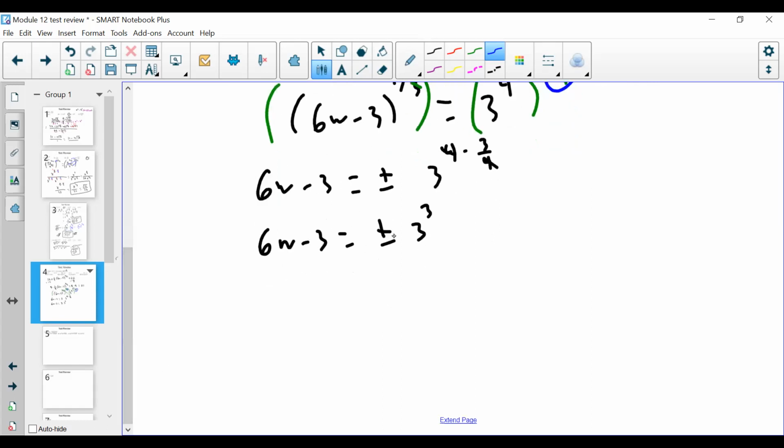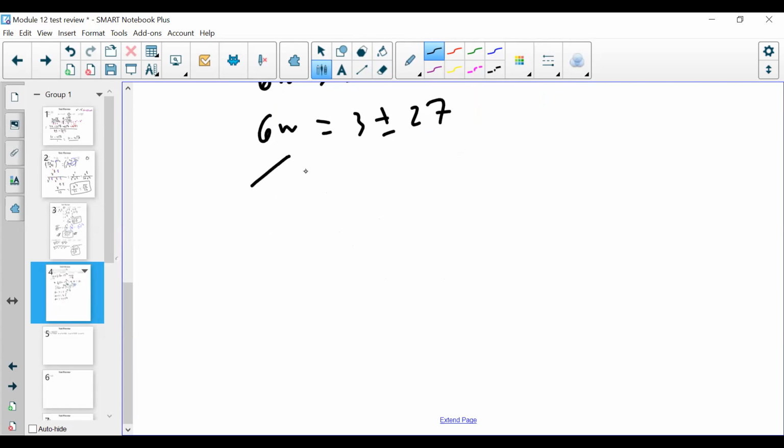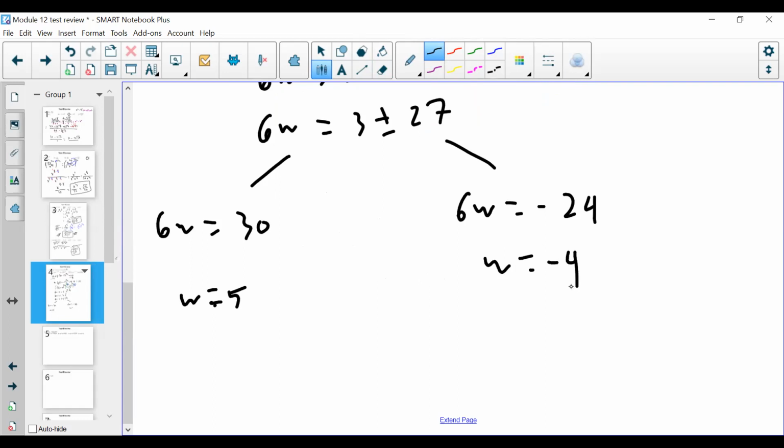So I have 6w minus 3 equals plus minus 3 to the third, or I can rewrite this as 6w equals, or plus 3, sorry. We can add that 3 over. I have 3 plus or minus 27. So I can split it up from here and say I have 6w equals 3 plus 27, which is 30, or 6w equals 3 minus 27, which is negative 24. So we get w equals 5, or w equals negative 4.